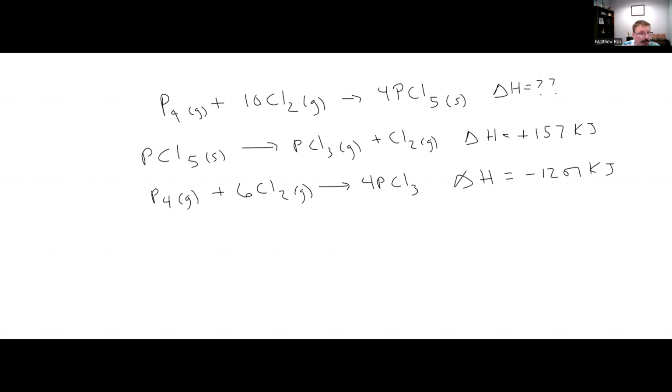Okay, so I'm looking at some things here. I see the P4 in our second equation matches that. The Cl2 matches that. I like that. The PCl5 on our equation here is in the reactant side, but over here it's on the product side. As well as this chloride here doesn't really match.